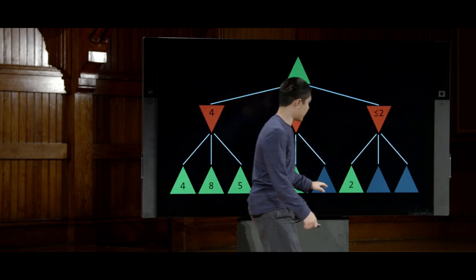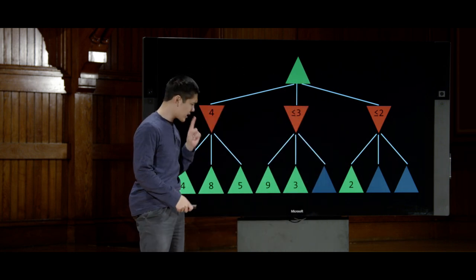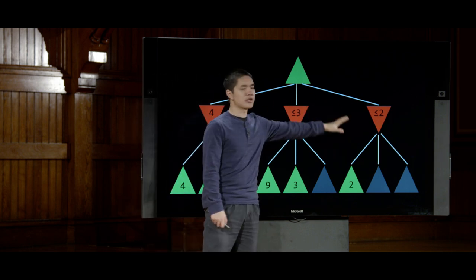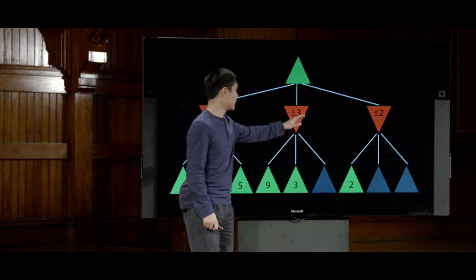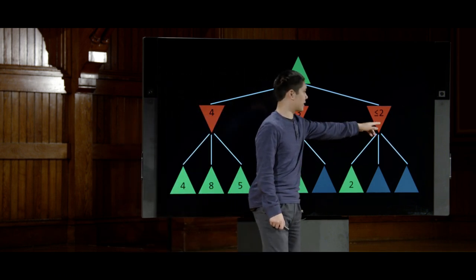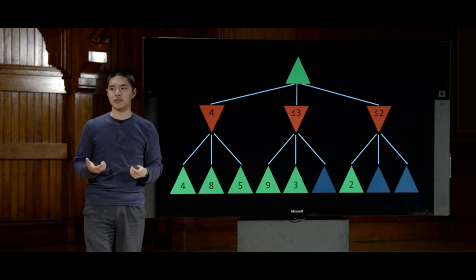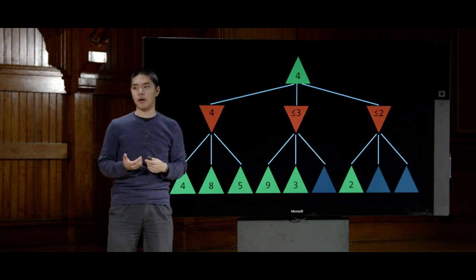So even without looking at these remaining states, I, as the maximizing player, can know that choosing this path to the left is going to be better than choosing either of those two paths to the right, because this one can't be better than 3, this one can't be better than 2, and so 4 in this case is the best that I can do. So I can say now that this state has a value of 4.